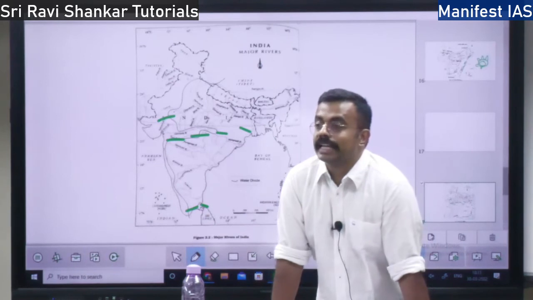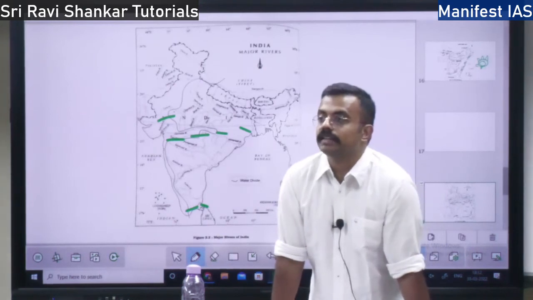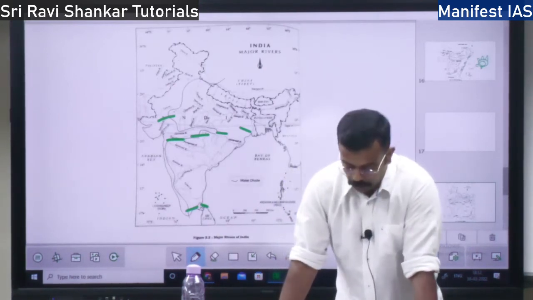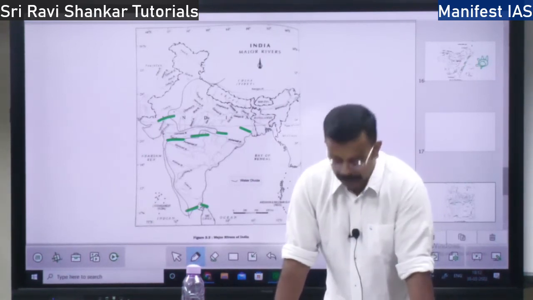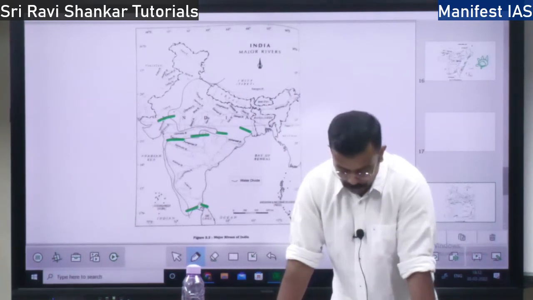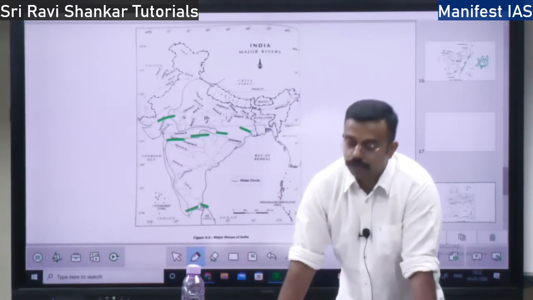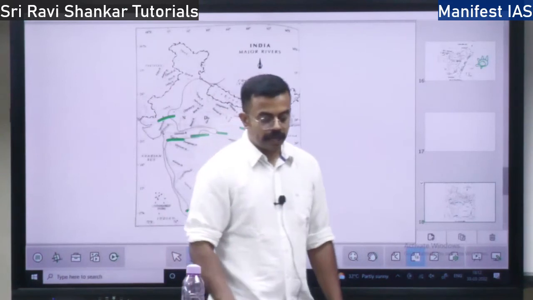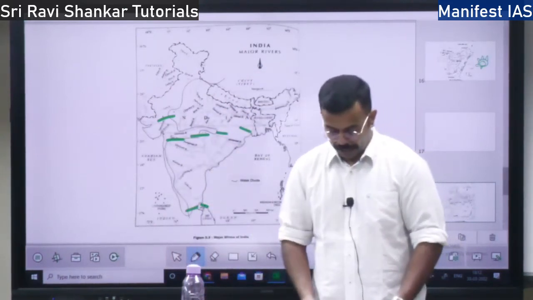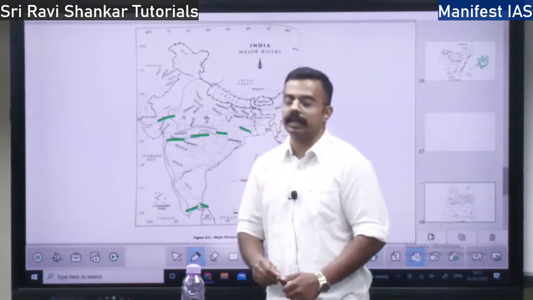So, what is the Western Ghats called along the boundary? The Western Ghats is called Sahyadris in Maharashtra. What is it called in Karnataka and Tamil Nadu? It is called the Nilgiris. In Kerala, it is called the Cardamom Hills or the Annamalai, not the police officer, the mountain. In the Annamalai Hills, you have a place called Anaimudi, the tallest peak in South India, at a height of 2.7 kilometers, right?